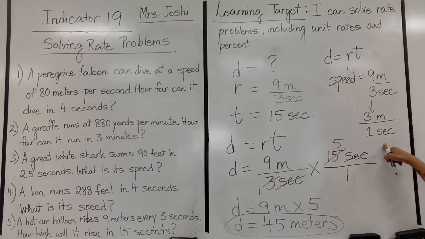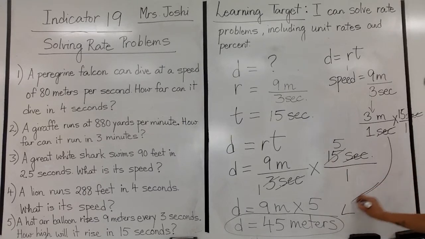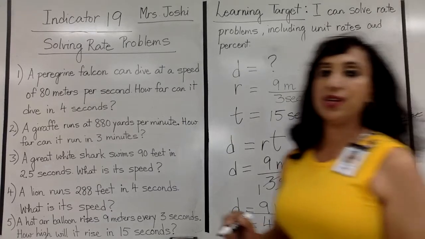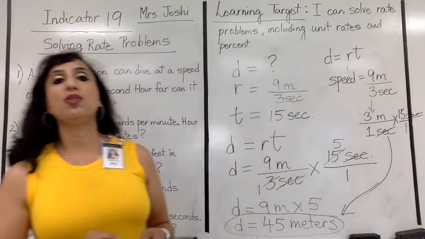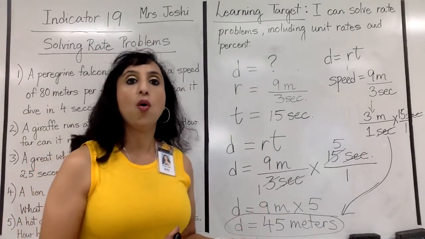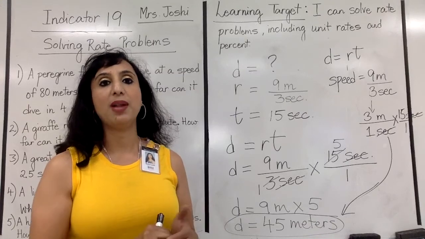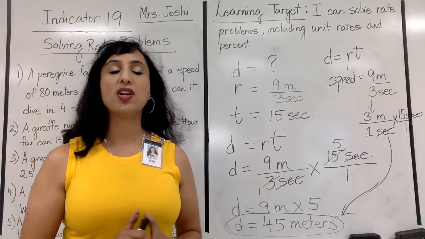So if this was my rate, I would do times the time, which is 15 seconds. And then over 1, and the second and second would cancel each other out, and the 3 times 15 would again give me the same answer, which is 45 meters. So you could have made it into a unit rate also and then solved it, or you can simplify before you multiply anything from the numerator to the denominator.